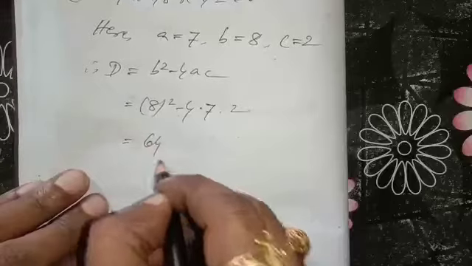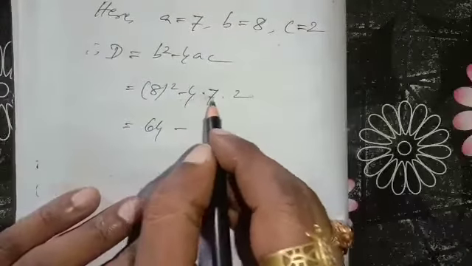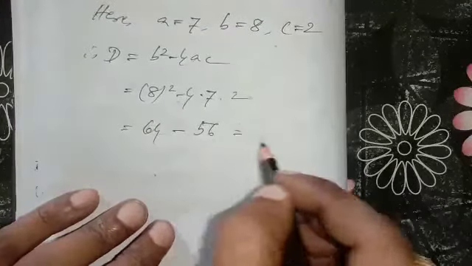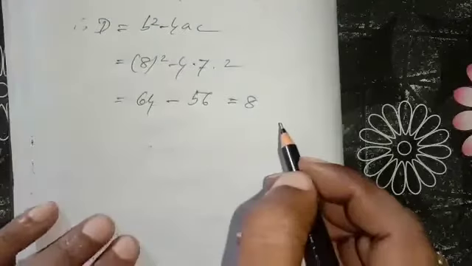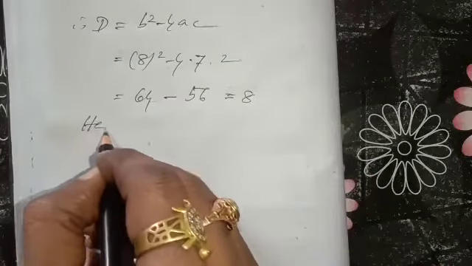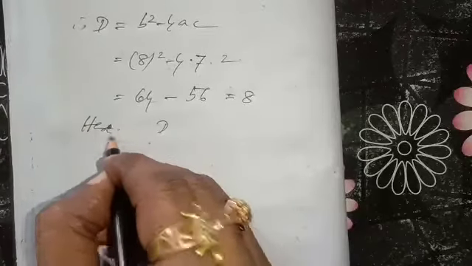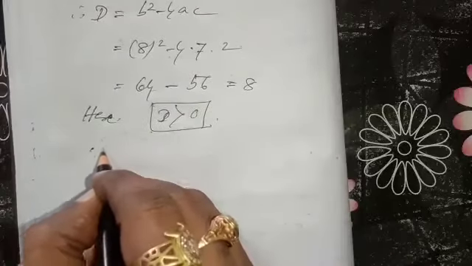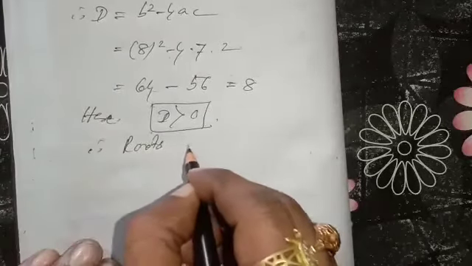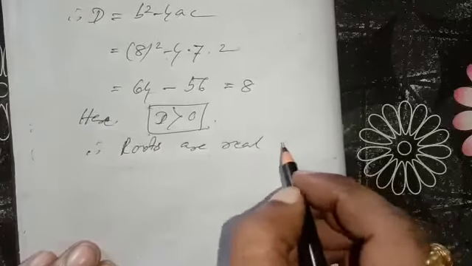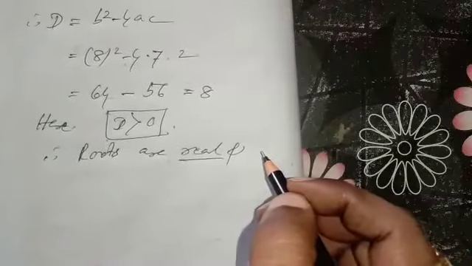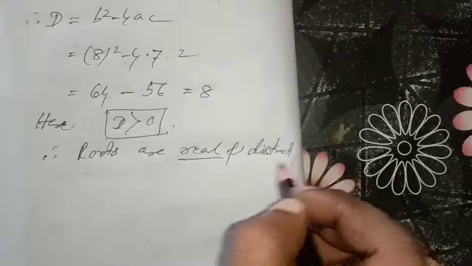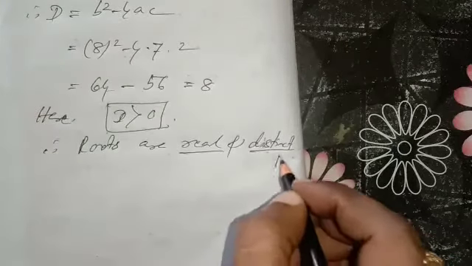8 whole square is 64 minus 4 7's are 28, 28 2's are 56. 64 minus 56 is coming 8. Discriminant coming 8. Therefore the D coming positive number. D is positive number greater than 0. The roots are, therefore, real and distinct. Roots are real and distinct.